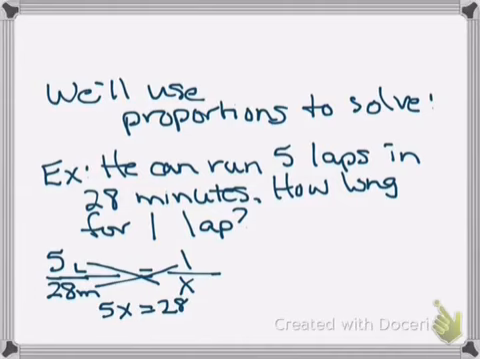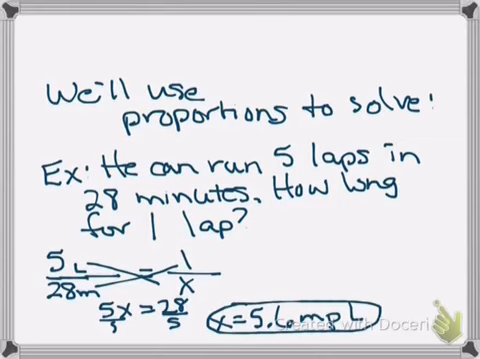Every proportion you have, the cross products will always be equal, so we can use that fact to help us solve for any unknowns. So we're going to divide both sides by 5, and we're going to find that the answer is 5.6 minutes per lap. So the MPL, I'm just using a way to help to remind myself what my categories were. So 5.6 minutes per lap.